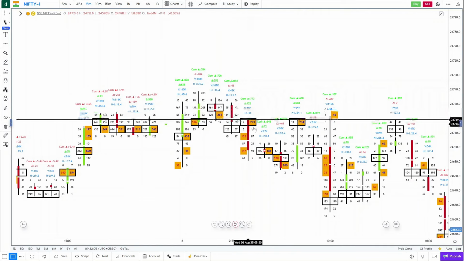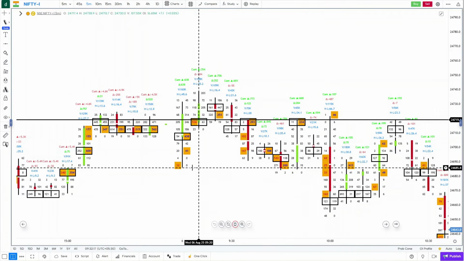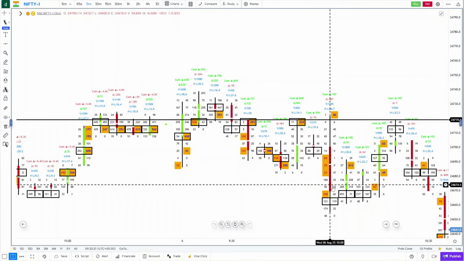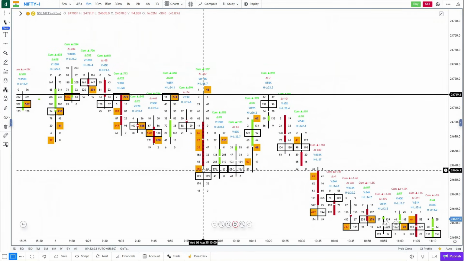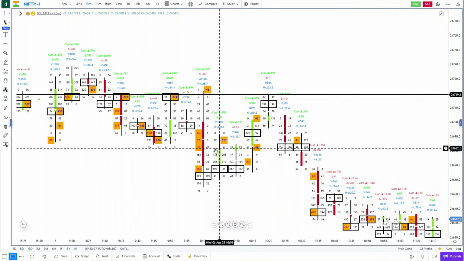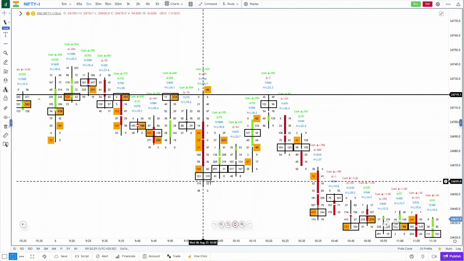They unwound, and somewhere around 10 o'clock, prices have broken the first 15 minutes low. So when it is breaking, how the price is breaking, we need to look at. So if you look at here, there are strong stacked imbalances. Prices have closed below the stacked imbalances.